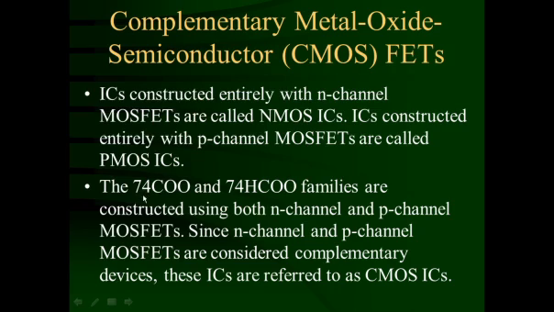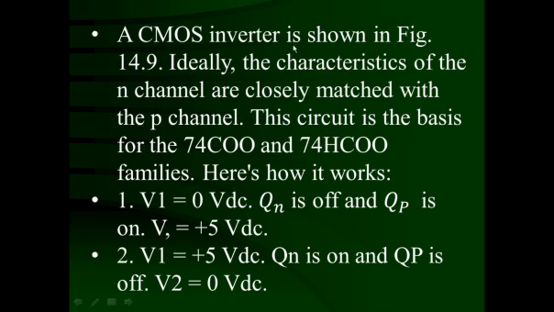In a TTL series, it is the 7400 series, but here it is the 74C00 series. That means here the active device used is a MOSFET. HC stands for high speed CMOS, remember. The CMOS inverter is shown in figure 14.9. Ideally, the characteristics of the N channel are closely matched with the P channel. That means like a normal transistor PNP and NPN, where HFE is almost similar, here P channel and N channel MOSFETs have closely matched characteristics.